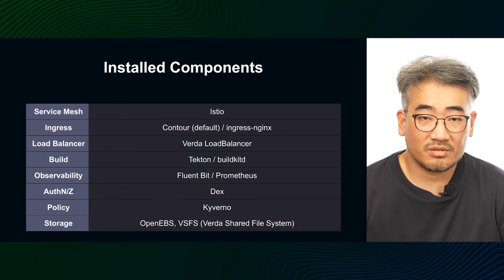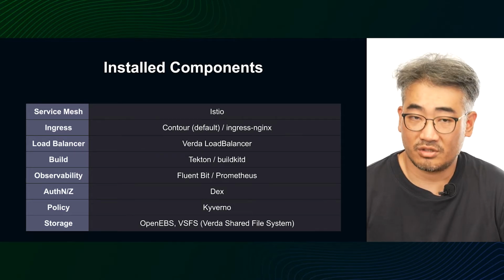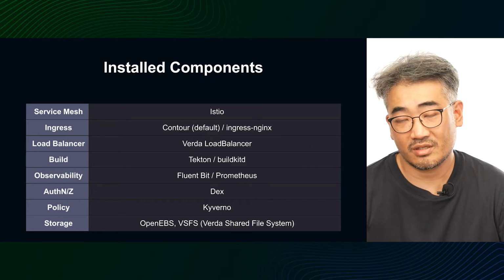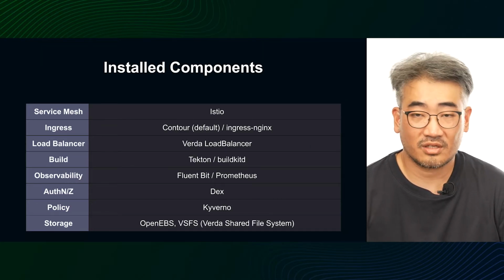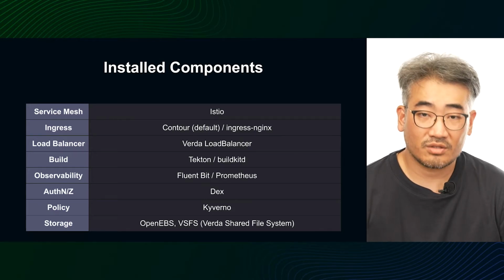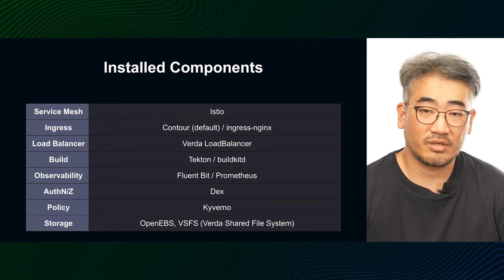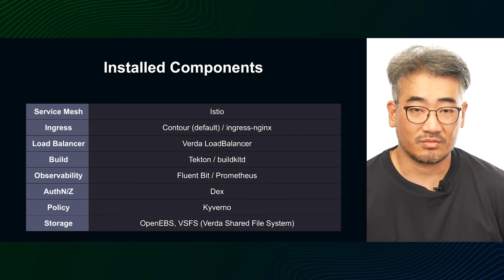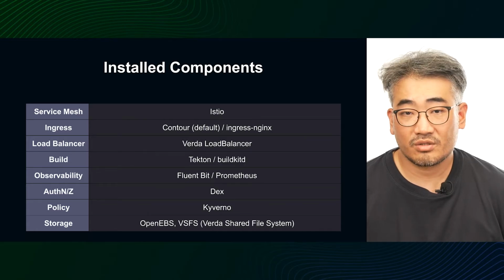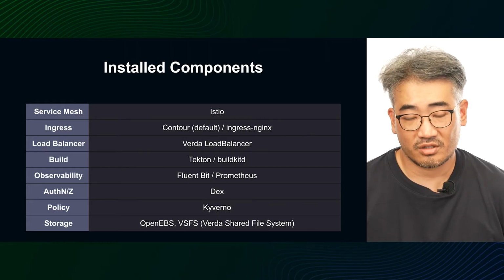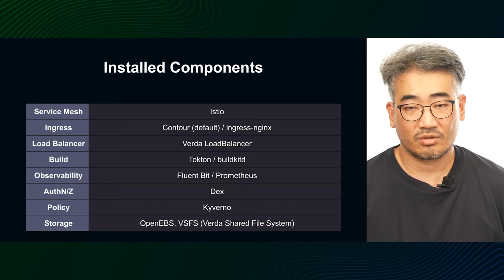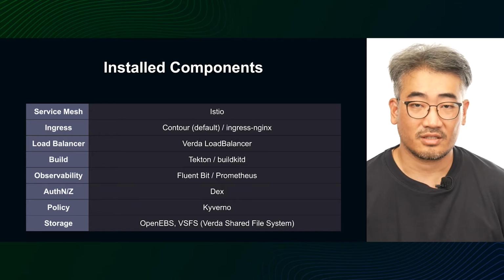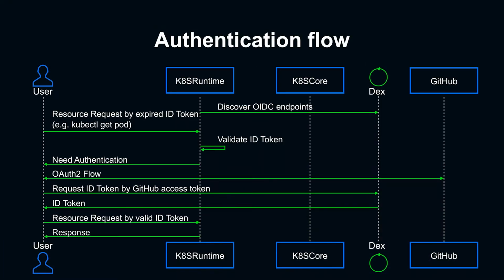So these are the installed components. For service mesh, Istio, and Ingress Contour is the default, and we also have Ingress Nginx as well. So you can also choose Nginx. For load balancer, we have Verda load balancer that's mapped, and for build, we use Tekton and BuildKit. For observability, we have Fluent Bit and Prometheus, and for authentication, we have Dex, and we use Kyverno for policy. We use Kyverno for policy, and for storage, we have these 2.